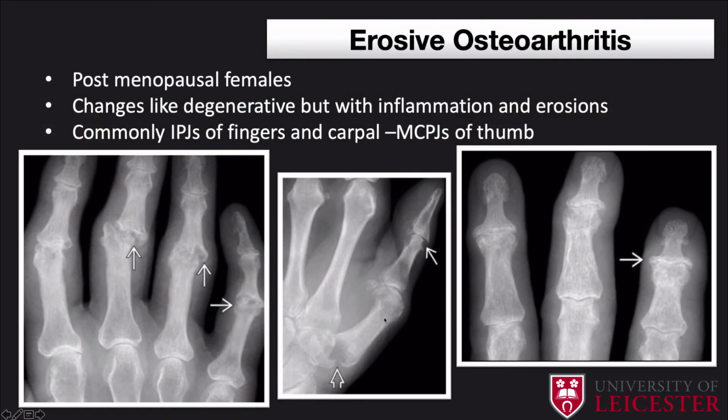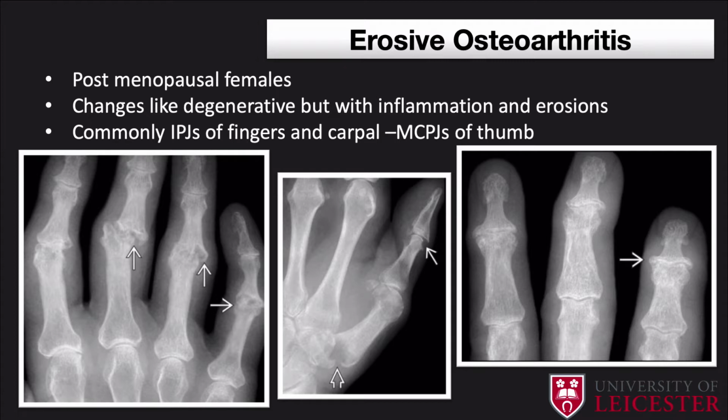So let's move on to some of the seronegative spondyloarthropathies. The main few really are erosive osteoarthritis, psoriatic arthropathy, and then something like a Reiter's reactive arthropathy. So I'm going to start with erosive osteoarthritis.